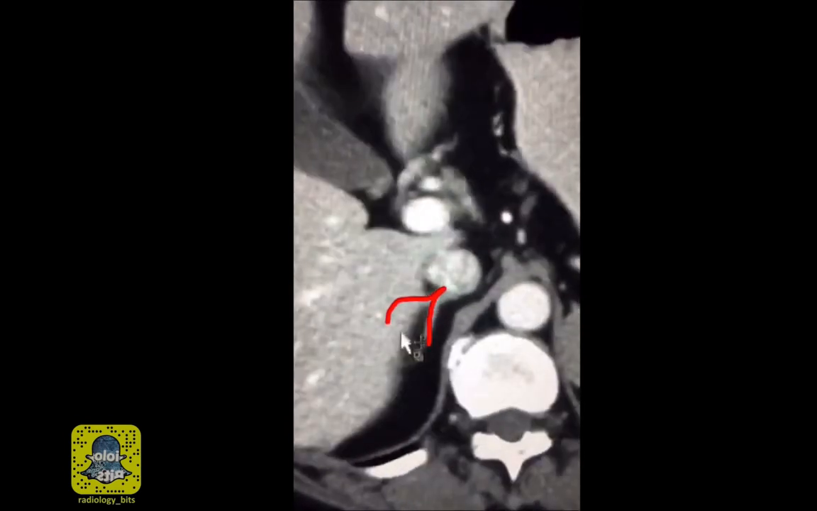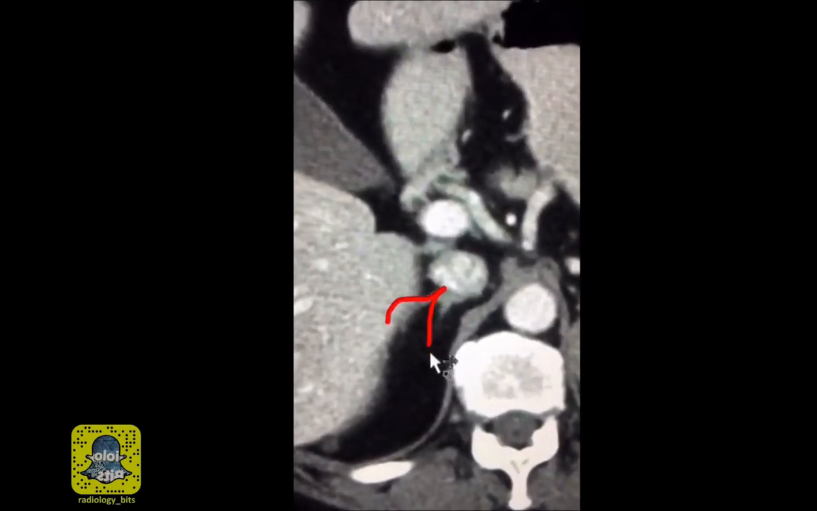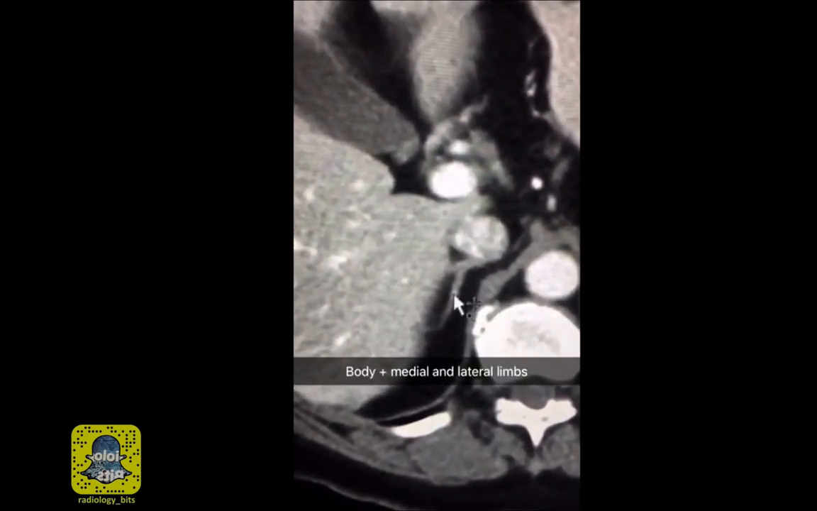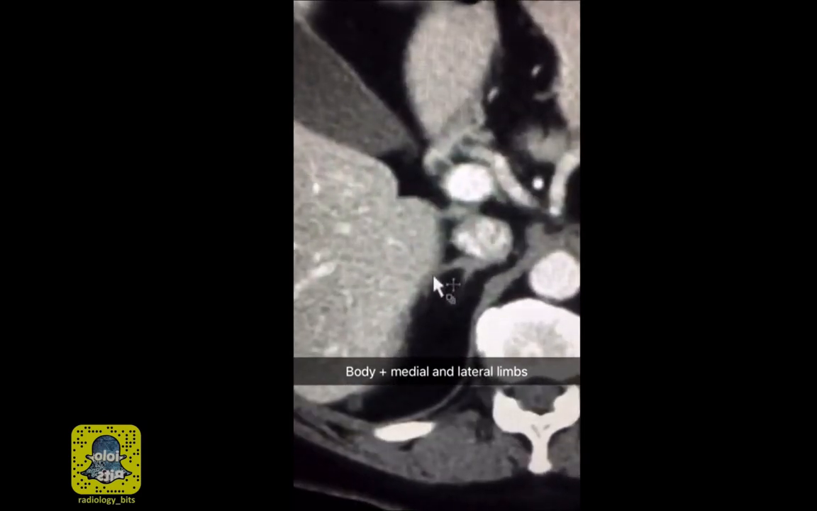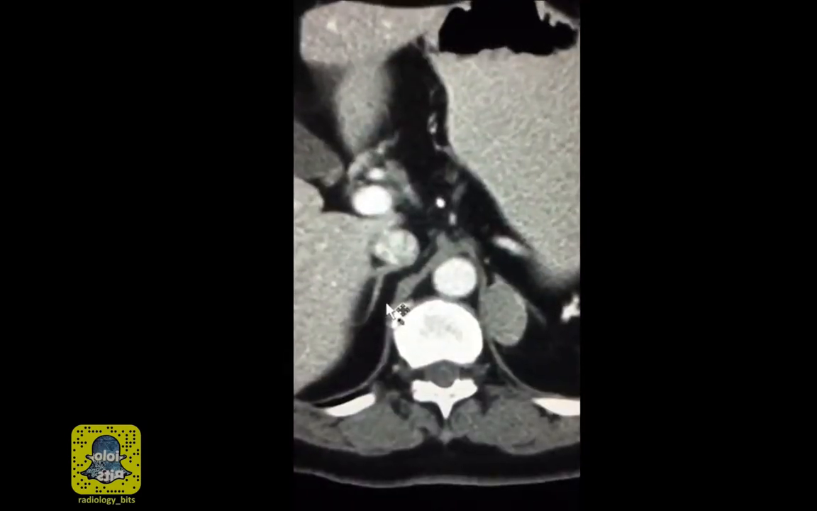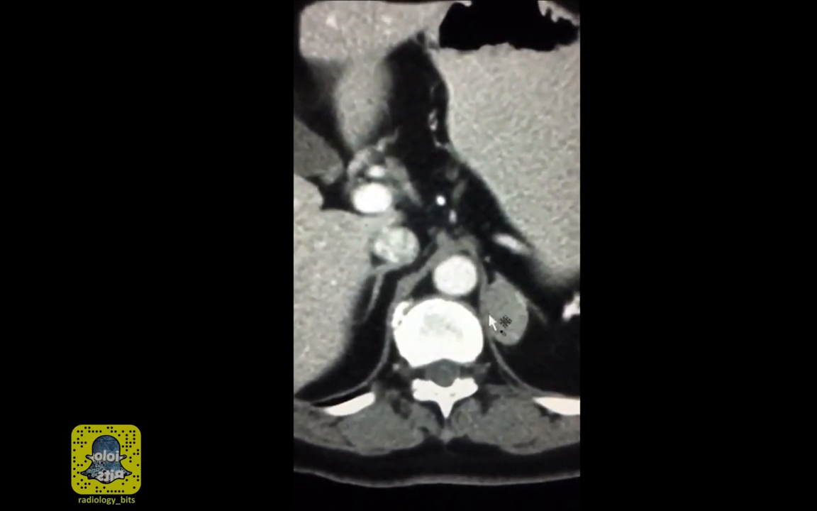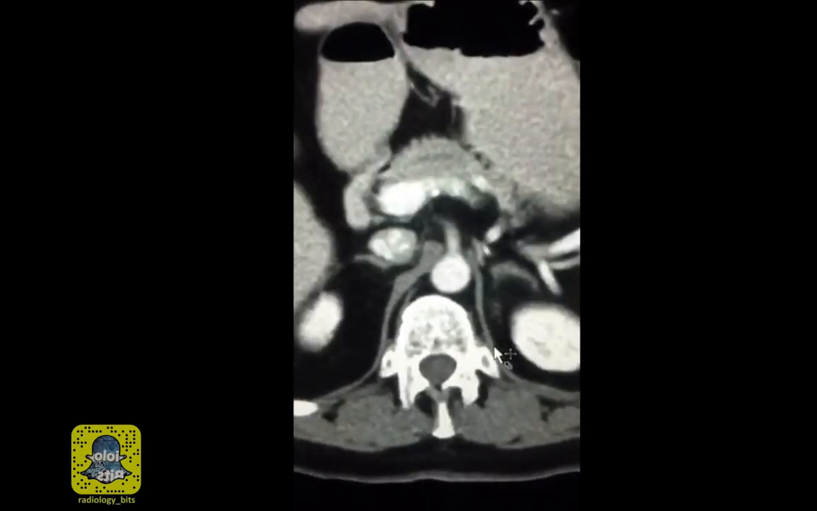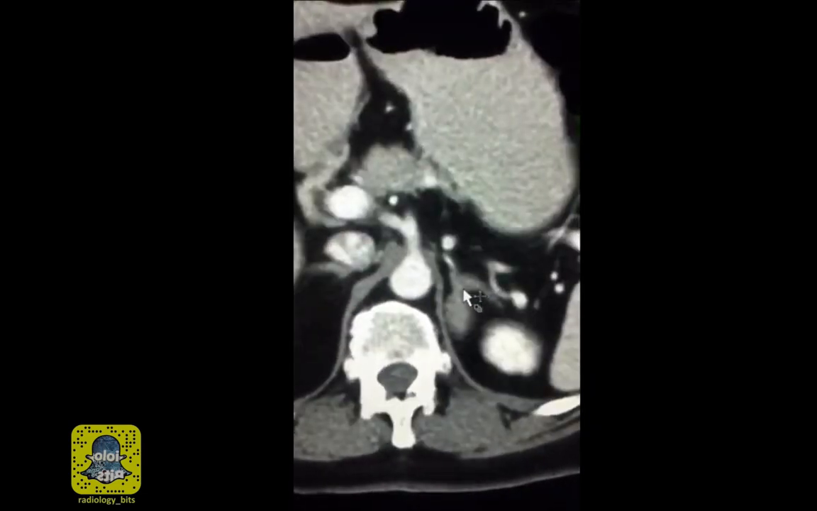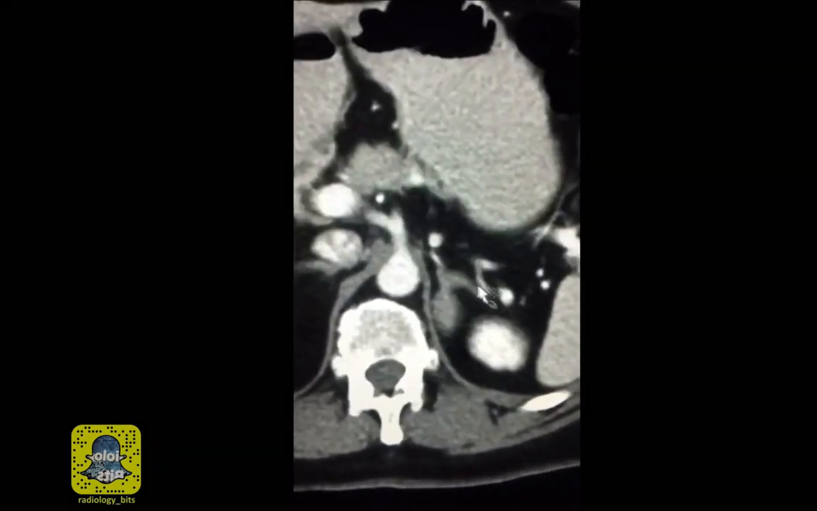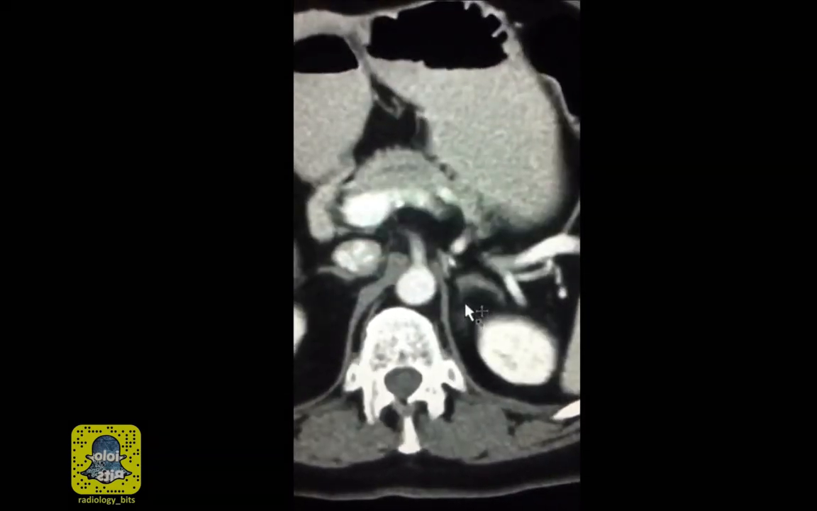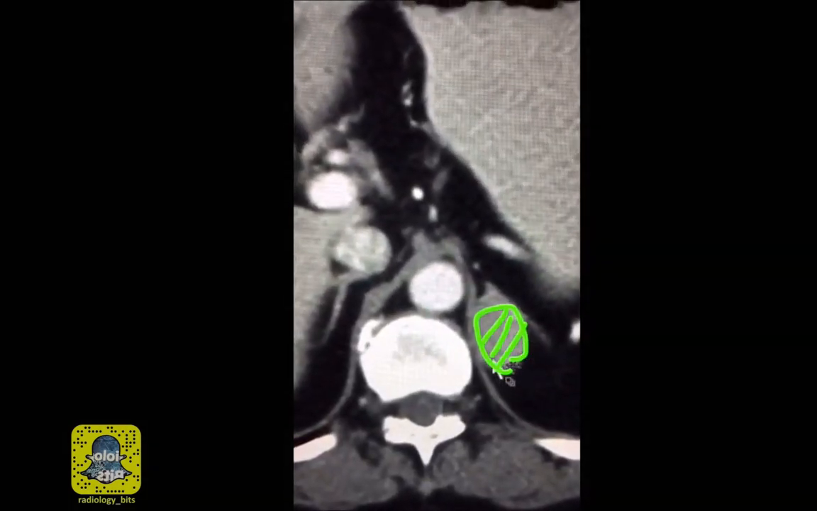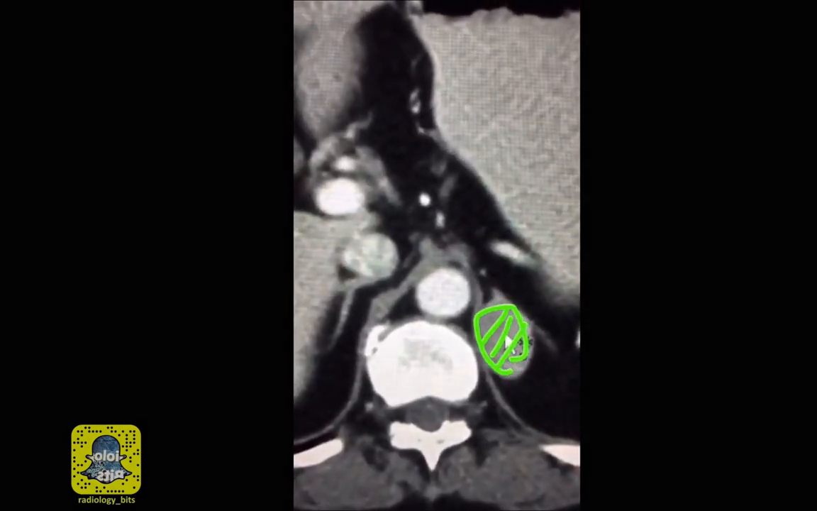The adrenal gland commonly has this inverted V shape. This part here is the adrenal body. This part is the medial limb of the adrenal gland, and this is the lateral limb of the adrenal gland. So now that you know that, let's look at the abnormal side where you have an adrenal lesion. You'll notice that the adrenal body is okay, the lateral limb is okay, but the medial limb of the left adrenal gland is abnormal. So the medial limb of the left adrenal gland shows this large, well-defined, and homogeneous mass.